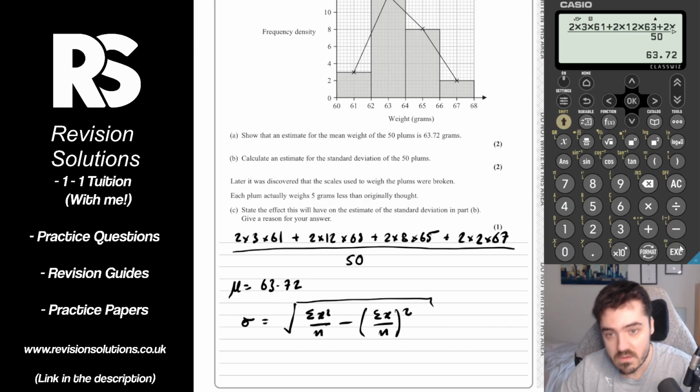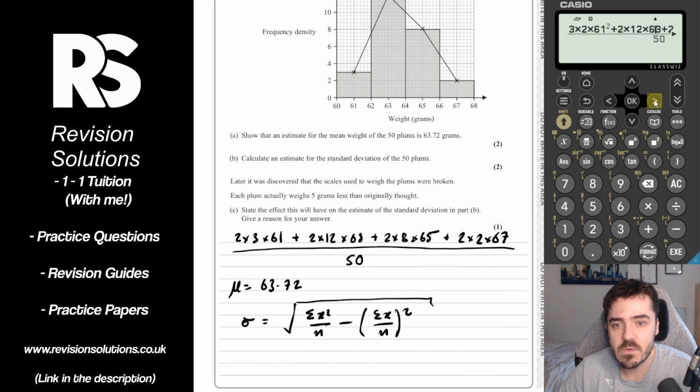If I go back into my calculation for the mean and simply square the values in each part of the calculation, we'll get the average of the squares. Checking I've got all of them, which I did, as a decimal that is 4062.76.